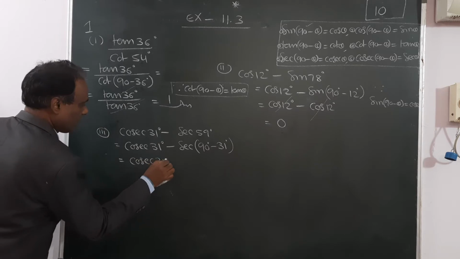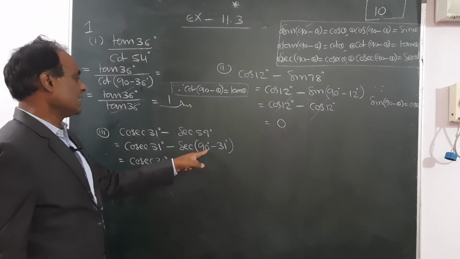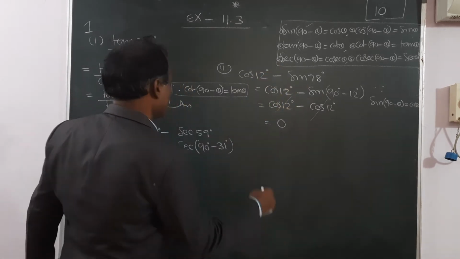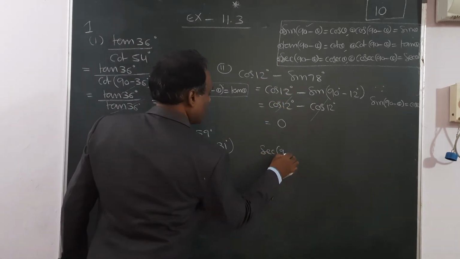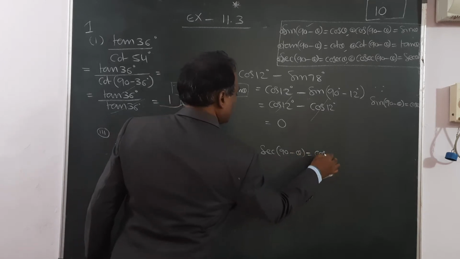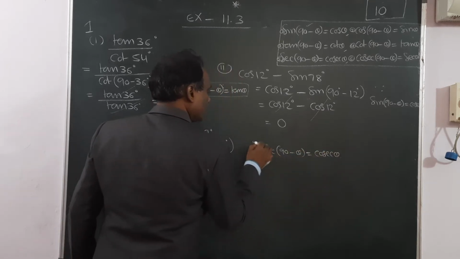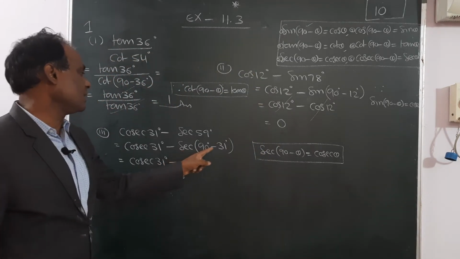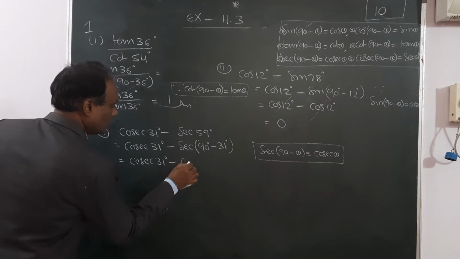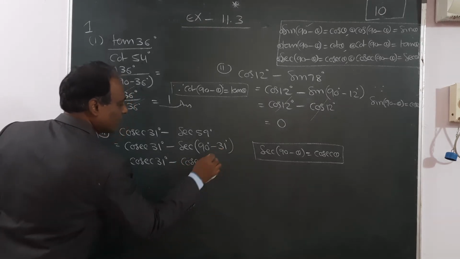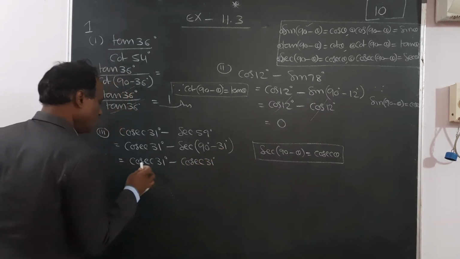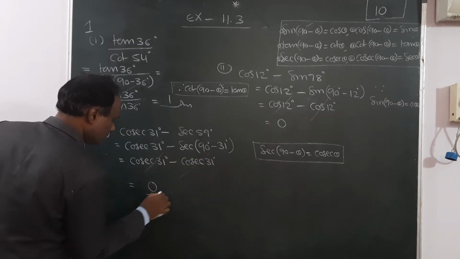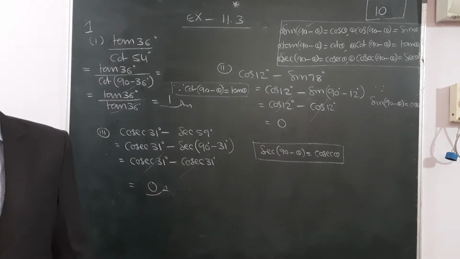First one I am writing the same. For 90 degrees, secant changes to cosecant. Which formula? The fifth formula: secant 90 minus theta is cosecant theta. What is theta? 31. Cosecant 31 minus cosecant 31 is 0. Write down. Same model.